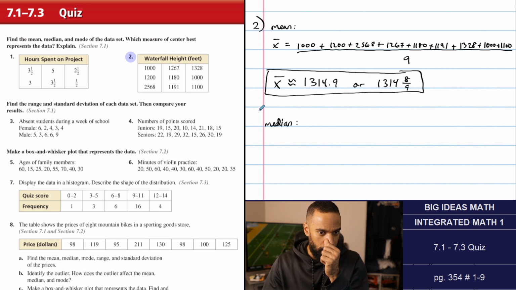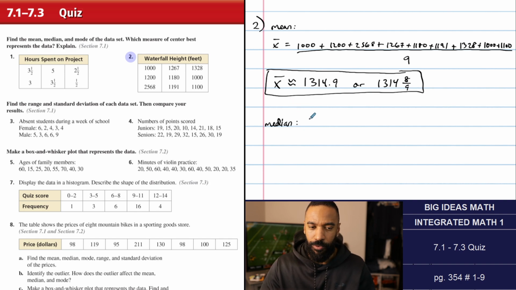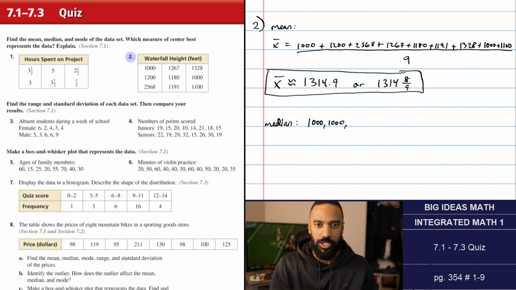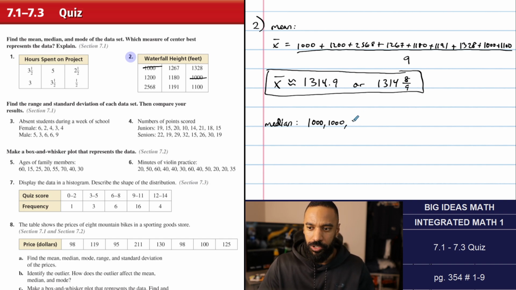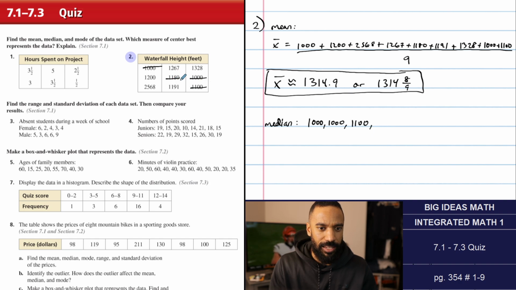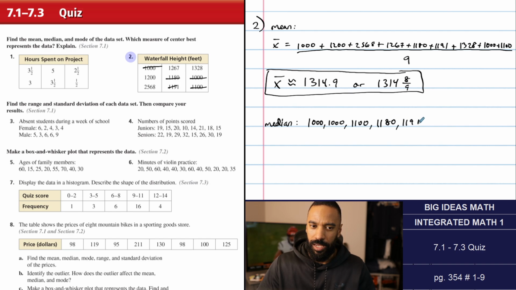So let's go in order here. The smallest numbers, these are all in the 4 digits, but the smallest 2 values are each 1,000. Let me cross them off this list as I go so I can see what I have and don't have. Let's look in the 1100s now. Literally, there's an 1100. And then an 1180 and 1191. Then 1200, 1267, 1328.